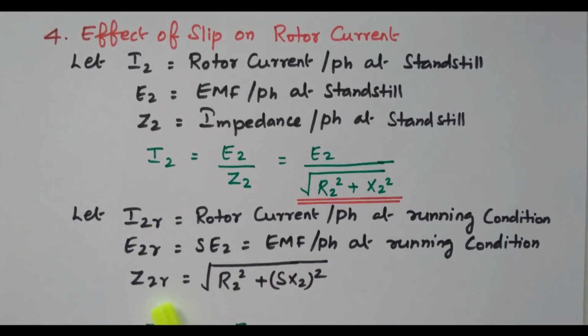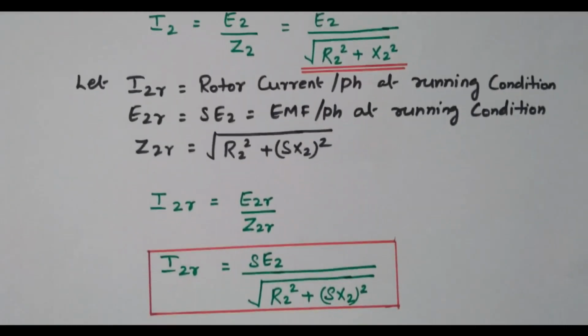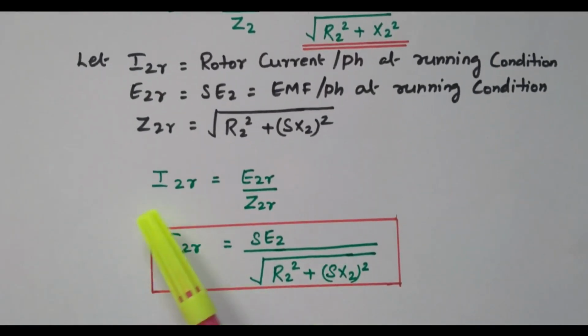Now we have the impedance, and from that we can easily calculate the rotor current. I2R is equal to E2R divided by Z2R. E2R is S into E2, and Z2R, as we just calculated, is the square root of R2 square plus S into X2 whole square. So the rotor current under the running condition depends upon the slip of the induction motor.